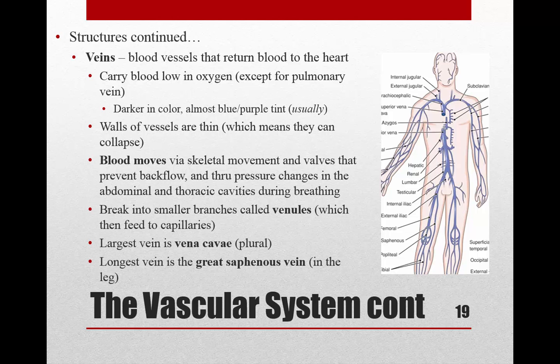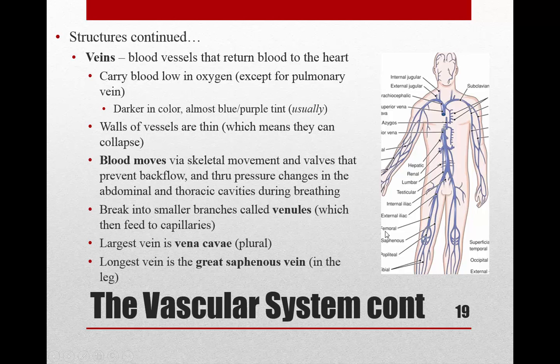And the blood flows through the veins, not via the contraction of the heart, but actually through the movement of the skeleton. And then the placement of a bunch of different valves that prevent the blood from flowing backwards. And then, as you can see, through pressure changes in our abdominal and thoracic cavities that happen while we breathe. So basically just breathing and moving helps our blood flow back through our veins to our heart. And those, just like the arteries, break into smaller branches called venules, and then those feed into capillaries. The largest vein is the vena cava, whereas the longest vein is the great saphenous vein in the leg.